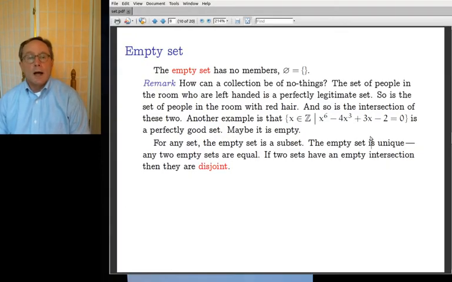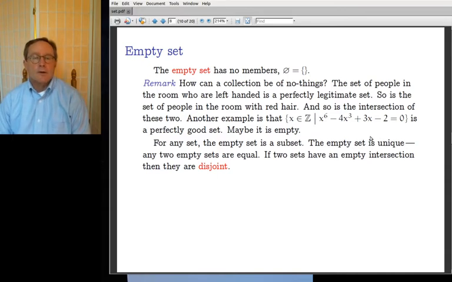So I sometimes get the question, actually often get the question, how can you be a collection but not contain anything? That's not any kind of collection. Well, but I think it is. If I look at the set of people in our room who are left-handed, that's a perfectly legitimate collection. If I look at the set of people in our room who have red hair, that's a perfectly legitimate collection. If I look at the intersection of those two, what do you mean it does no such thing? I think it's a perfectly sensible concept. The set of people in the room who are left-handed and have red hair. It may happen to be an empty collection, but it's perfectly sensible to talk about that collection.